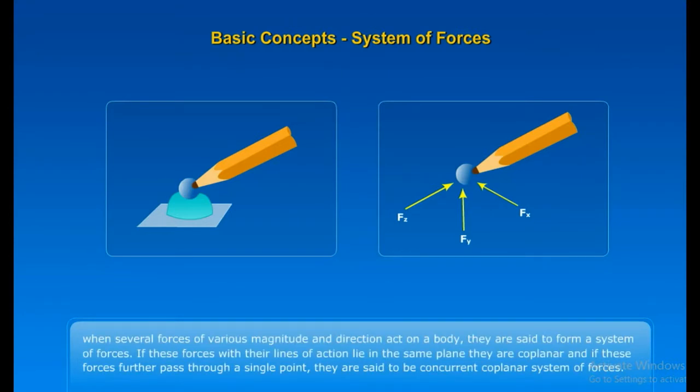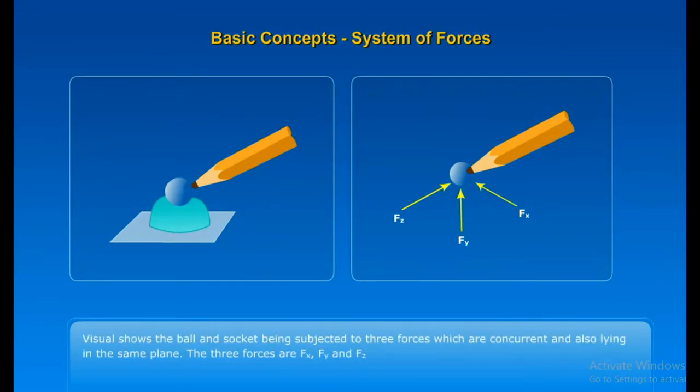When several forces of various magnitude and direction act on a body, they are said to form a system of forces. If these forces with their line of action lie in the same plane, they are coplanar, and if these forces further pass through a single point, they are said to be a concurrent coplanar system of forces. The visual shows a ball and socket being subjected to three forces which are concurrent and also lying in the same plane. The three forces are Fx, Fy, and Fz.